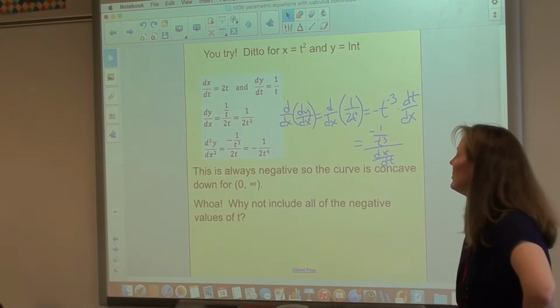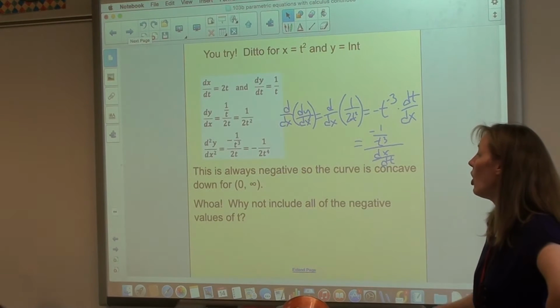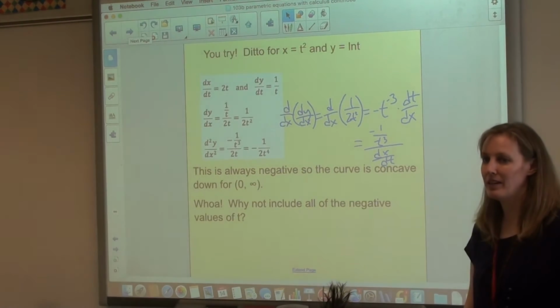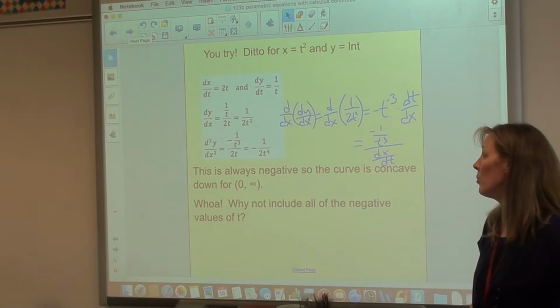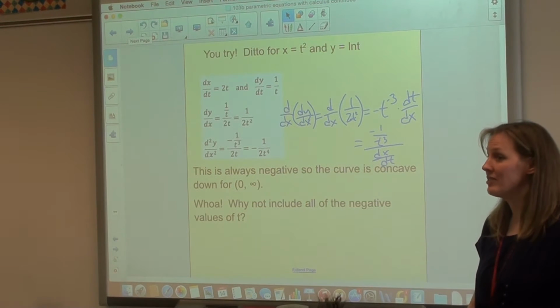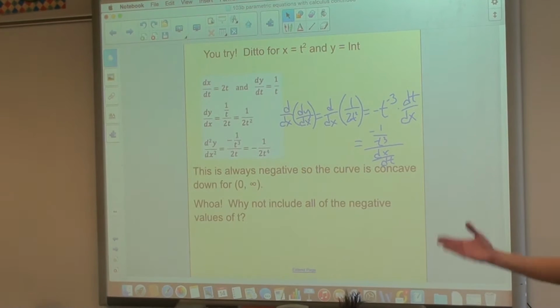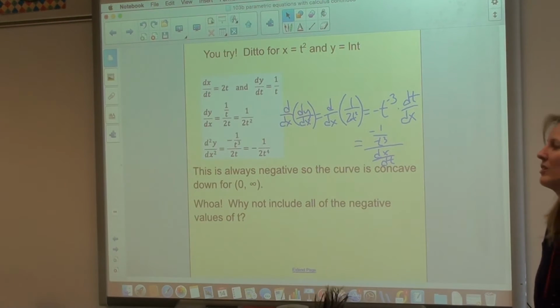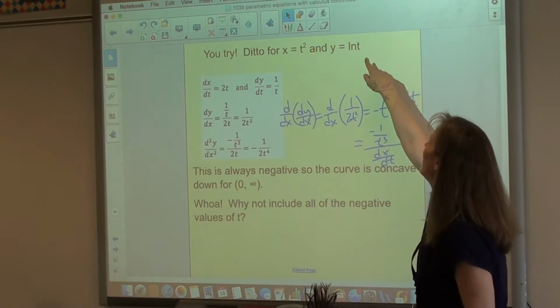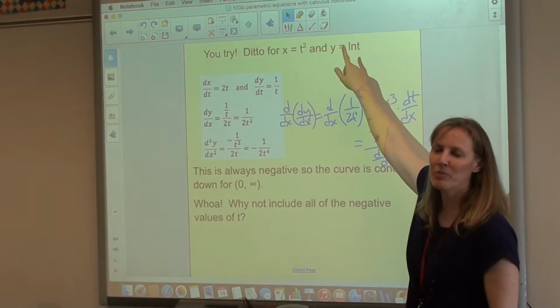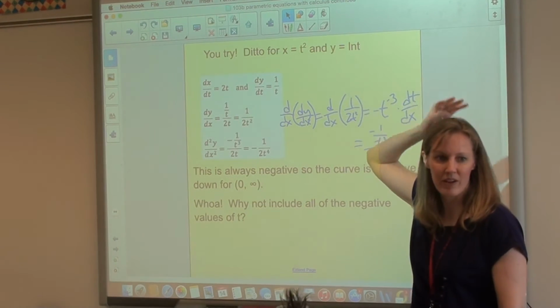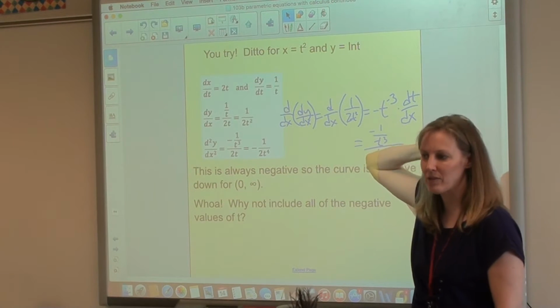Okay. So, second derivative is always negative, so the curve is concave down for 0 to infinity. Whoa, why not include all the negative values of t? Where'd they go? Yes, Paul? This ln of t, you can't have. Beautiful. First answer out of the box, yes. So the domain of ln t is restricted to only positive values of t, so the answer has to be restricted as well.